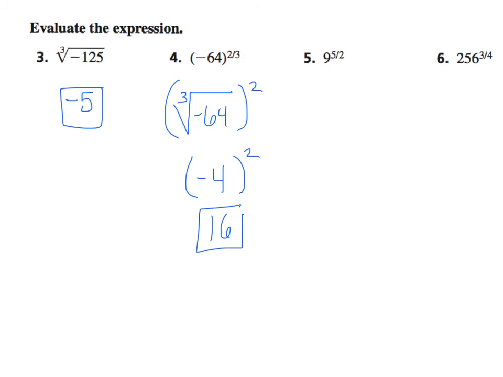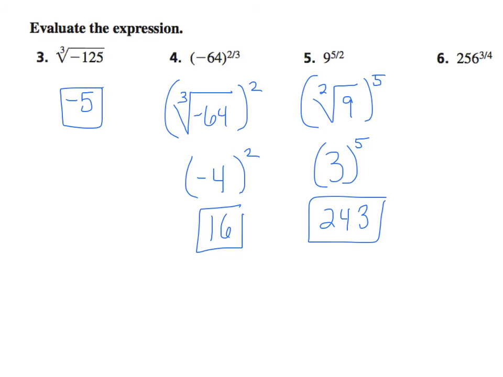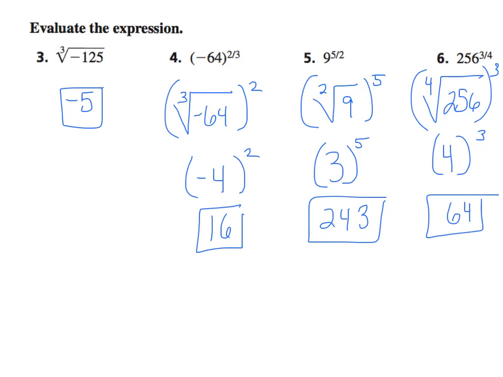9 to the 5/2 power would be the square root of 9 all to the 5th power. Well, the square root of 9 is 3 to the 5th power. 3 to the 5th power is 243. And the last one, the 4th root of 256, all to the 3rd power. The 4th root of 256 is what? It's 4. To the 3rd power gives you 64.